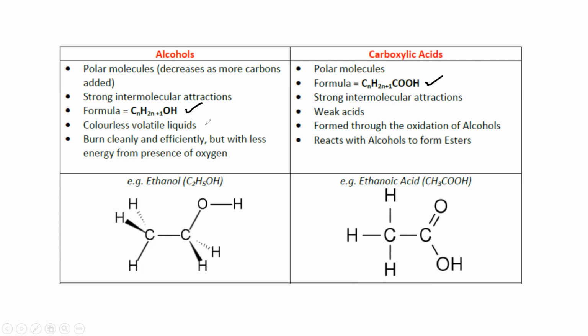Mostly alcohols are colorless and volatile liquids. Carboxylic acids are weak acids. We can burn alcohol to produce energy and use it as a fuel. Carboxylic acid can be formed by oxidation of alcohol, and when alcohol reacts with carboxylic acid, it will form ester. And carboxylic acids are weak acids, so they have a higher pH compared to strong acids.